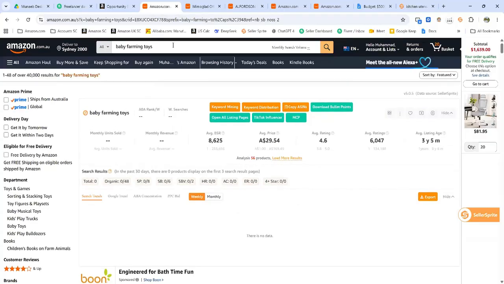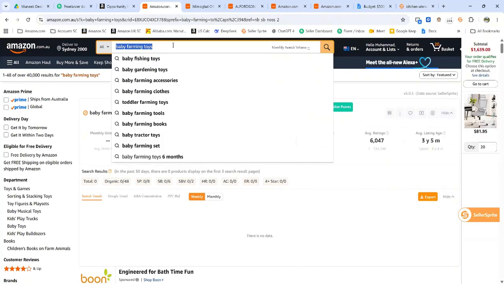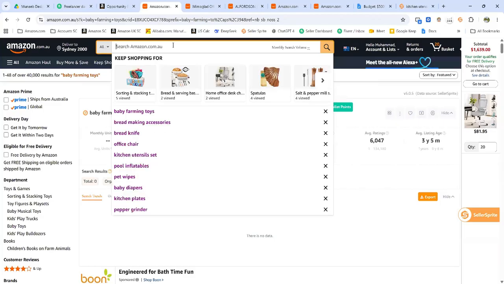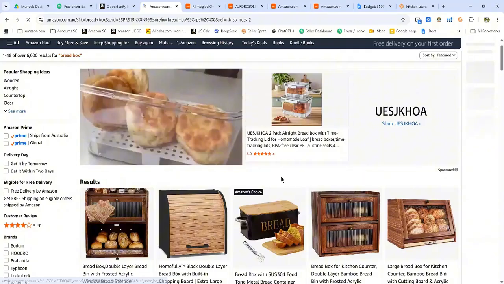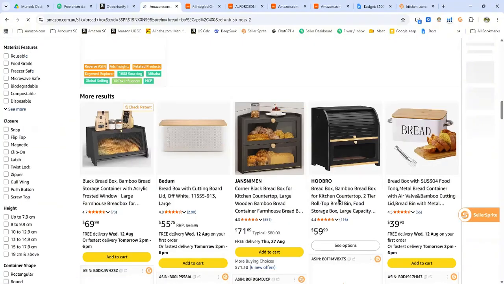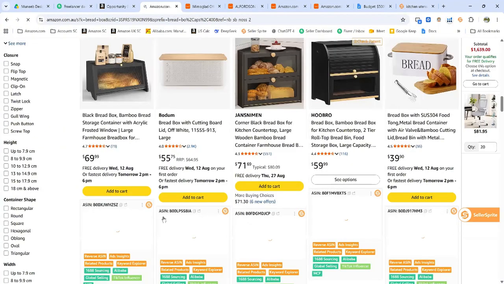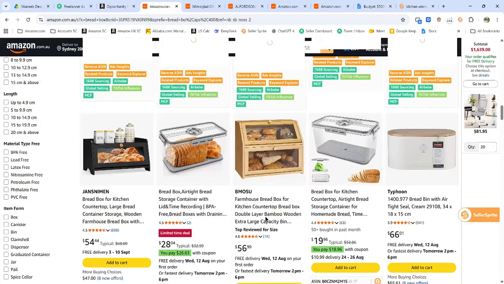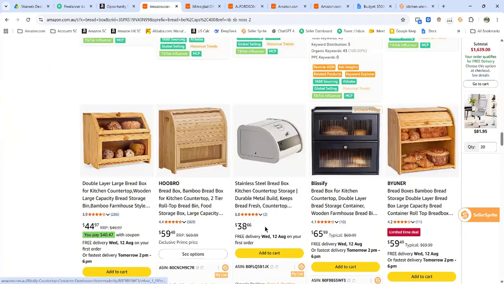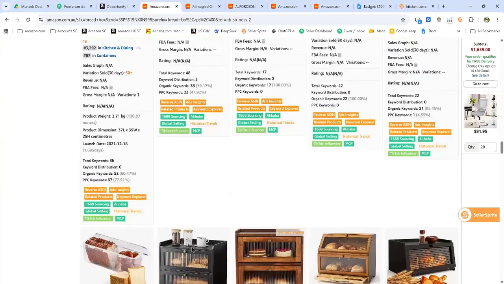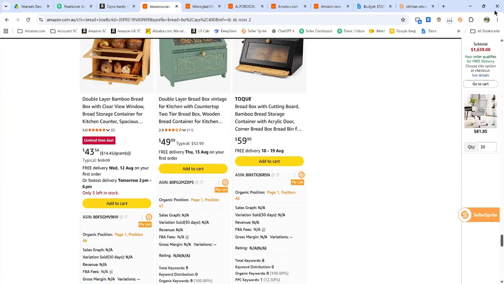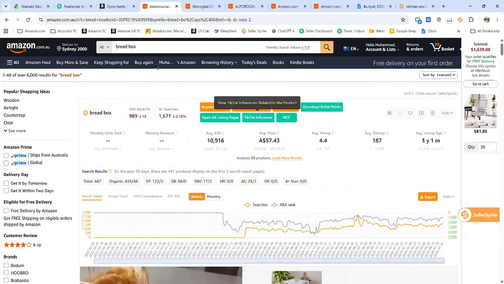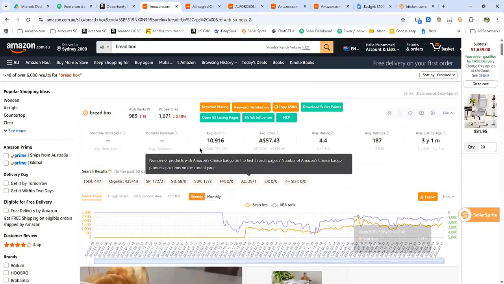Like if we search, let's say, bread box, all you'll get is bread box. Yeah, two, three different designs, one wooden, one plastic, but overall the thing is the same, a bread box. I can easily choose out of two, three designs and launch it if the other criteria are met.